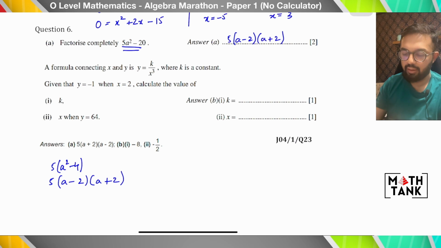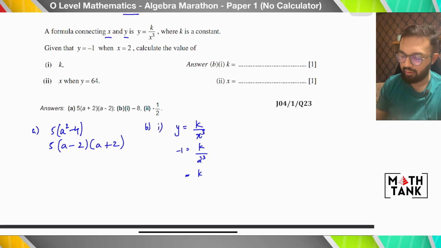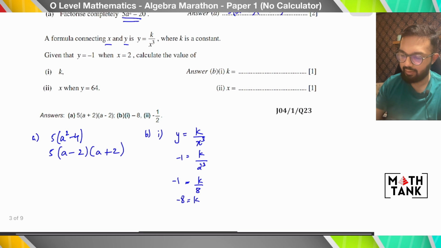5a square minus 20. Then it says a formula connecting x and y is this, where k is a constant, given that y equals to minus 1 when x equals to 2. Okay, this is probably B part 1. So y equals to k over x cube. I can use x as 2 and y as minus 1. So that gives me k over 8. So k equals to minus 8.